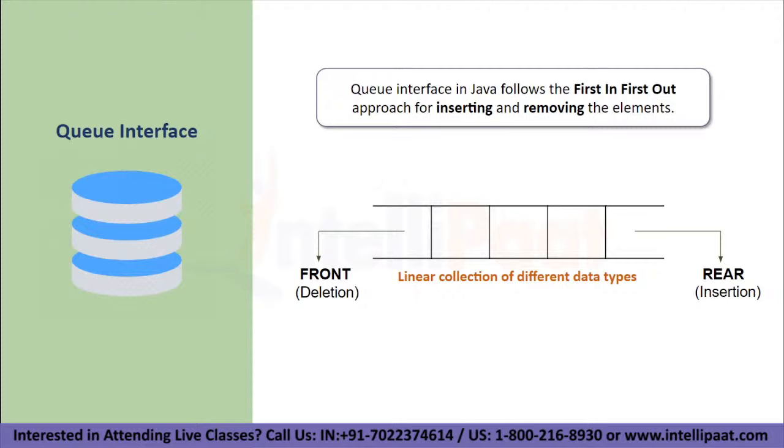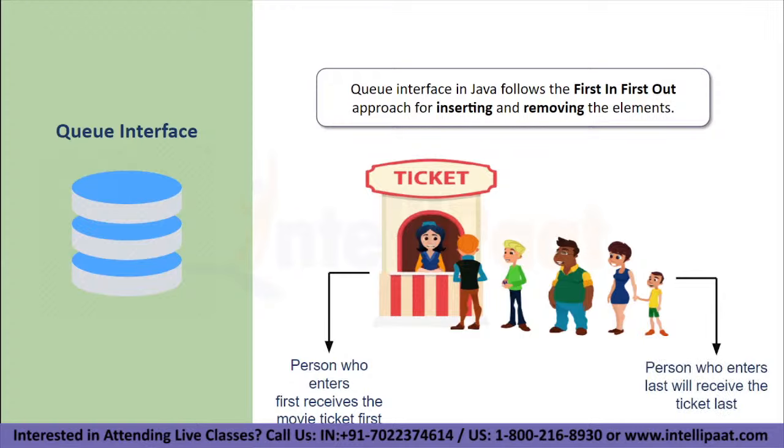To understand this better, consider the example of a movie ticket queue. The person who enters the queue first will receive the ticket first, and the person who enters the queue last will definitely receive the ticket last. Also, both ends of this queue remain open. However, entry can only be made from the rear side and exit can only be done from the front side. This is the exact concept that a queue in data structures abides by.